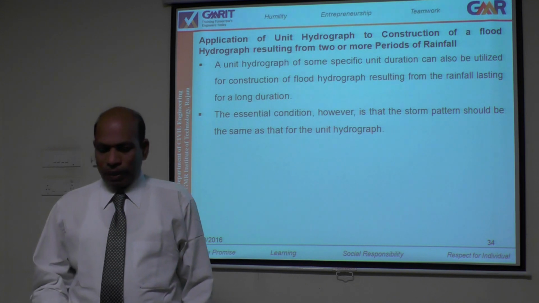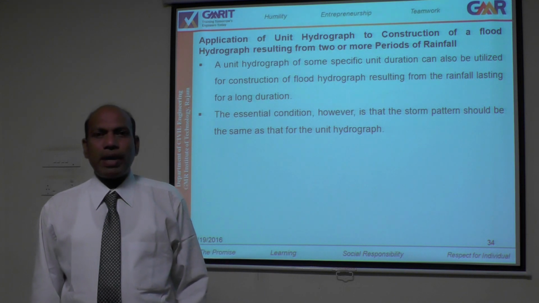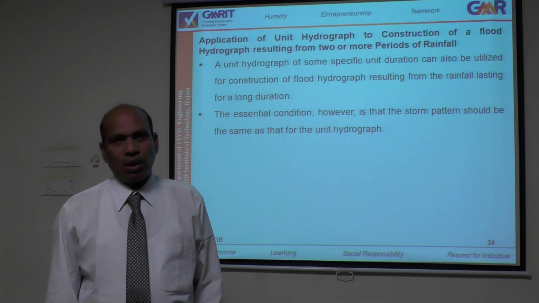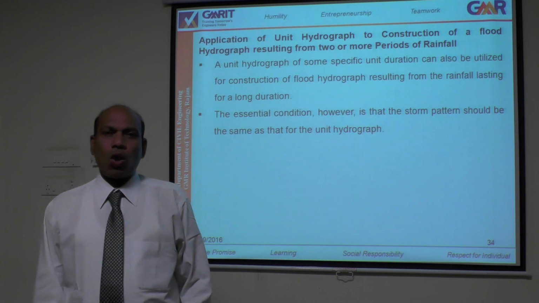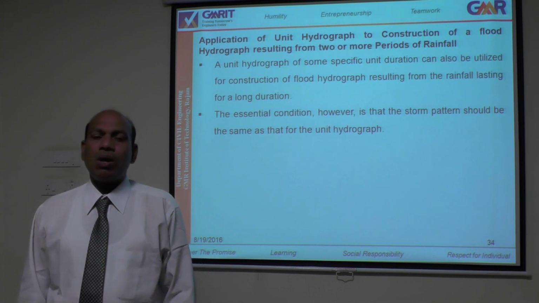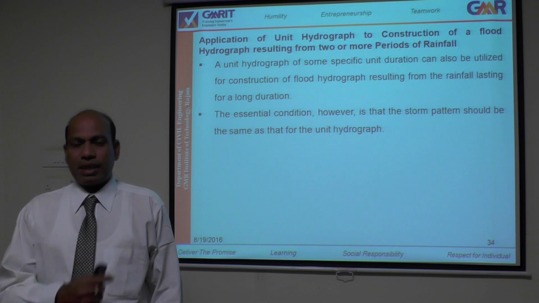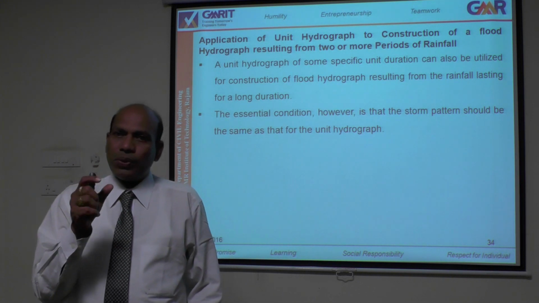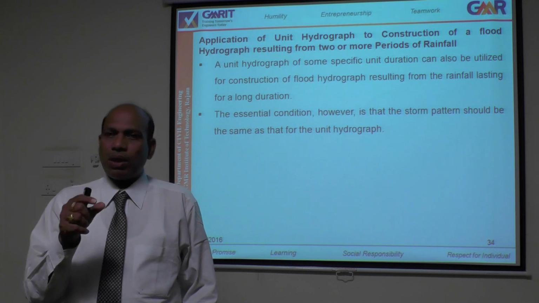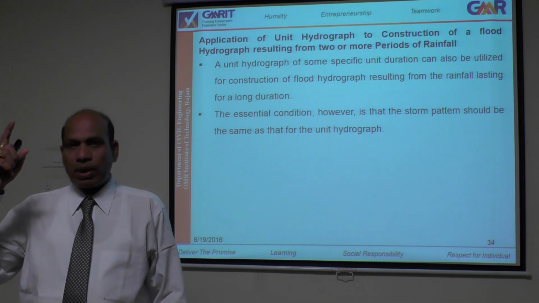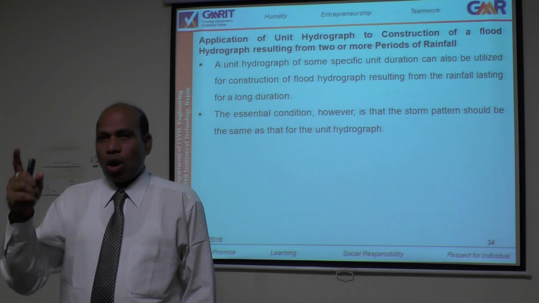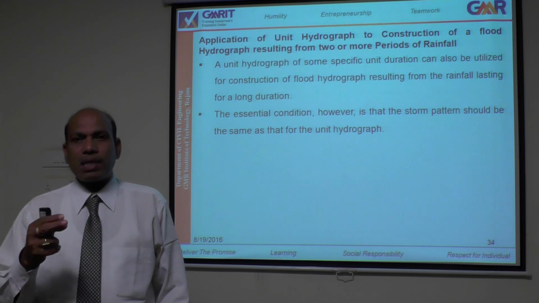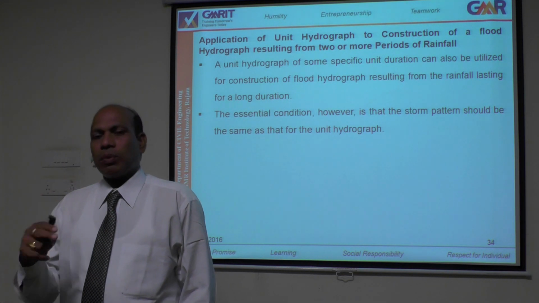So now we are going to apply the unit hydrograph for the construction of a storm hydrograph resulting from 2 or more periods of rainfall. We have discussed the construction of a storm hydrograph by using the unit hydrograph for one rainfall excess, that is 8 centimeters. But here the unit hydrograph duration must be the same as that of the storm hydrograph we are going to construct. Here the rainfall intensities, that means rainfall excesses, will be different for 2 or more periods.